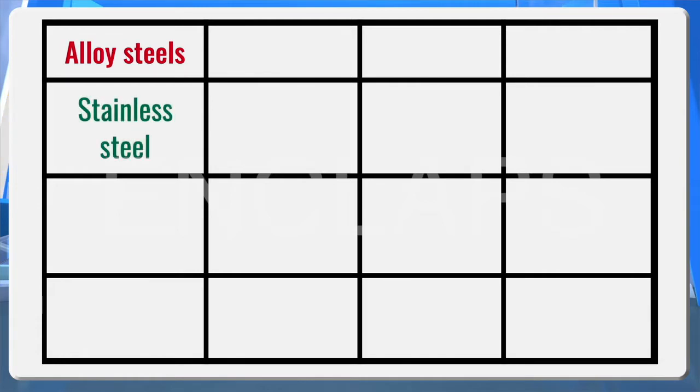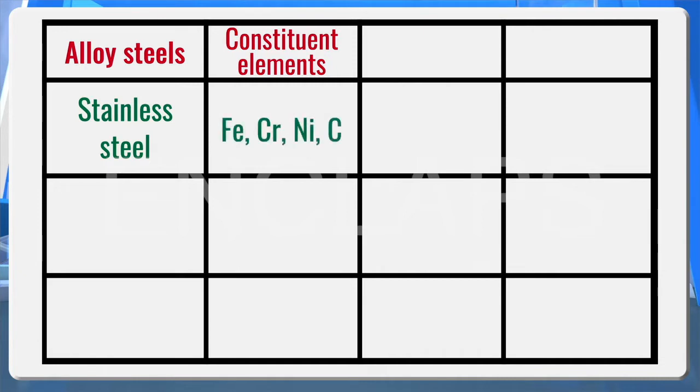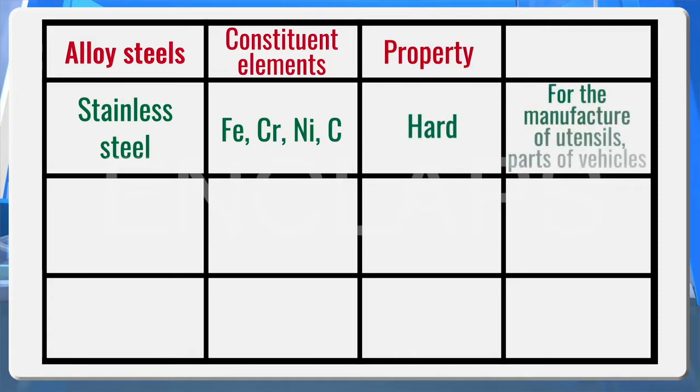The different constituent elements present in them are iron, chromium, nickel and carbon. They are generally hard and hence used for the manufacture of utensils and parts of vehicles. Next example is alnico. Here the constituent elements are iron, aluminium, nickel and cobalt.